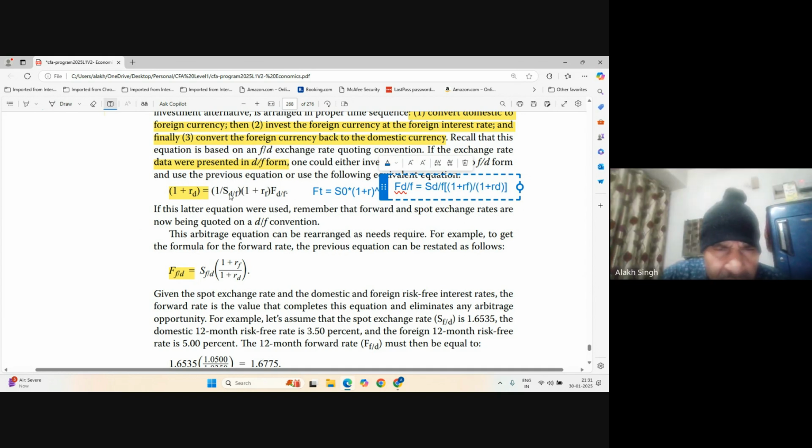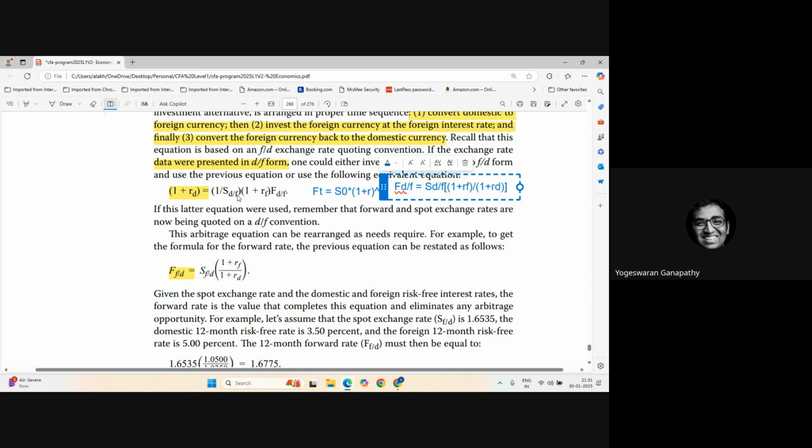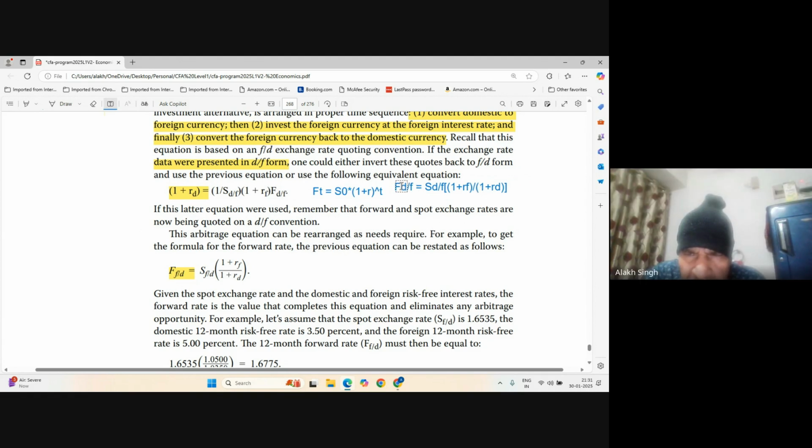Yes, sir. We have seen this, like the CPA, WPA calculation and all. So it's the spot rate SD by F, into 1 plus RD by 1 plus RF. Sir, it is 1 plus RD by 1 plus RF, not RF by RD as in your formula. Because it is D by F, so it should be RD divided by RF.